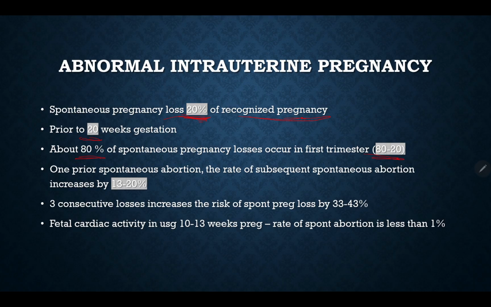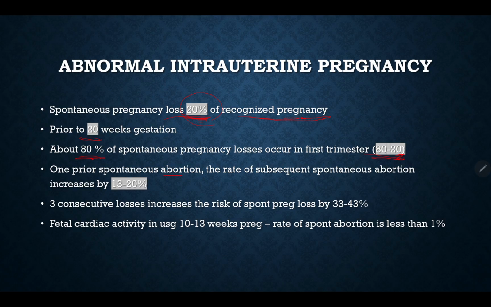Again here it is coming, 80-20. 20% of recognized pregnancies result in spontaneous pregnancy loss, and out of these 20%, 80% occur in the first trimester and 20% occur in the second trimester. So first trimester pregnancy loss or bleeding is the more common form of spontaneous pregnancy loss.